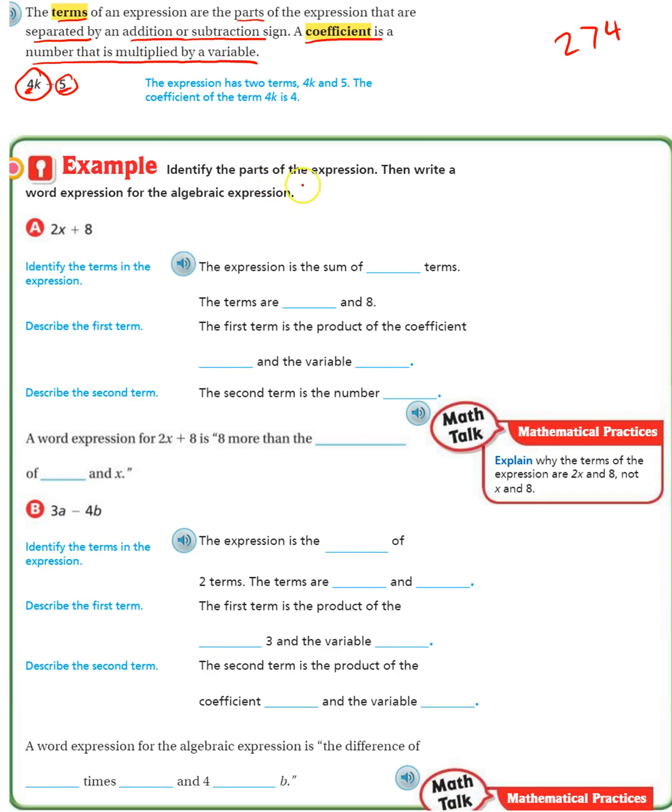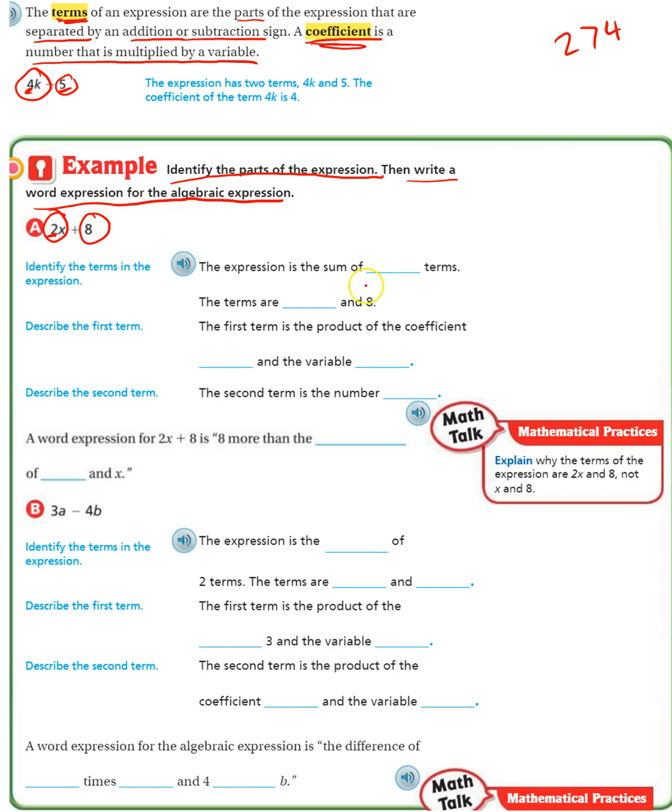Okay, example, identify the parts of the expression. We're identifying terms and coefficients. Then write a word expression for the algebraic expression. Okay, so our two terms here would be 2x and 8, and our coefficient would be 2.